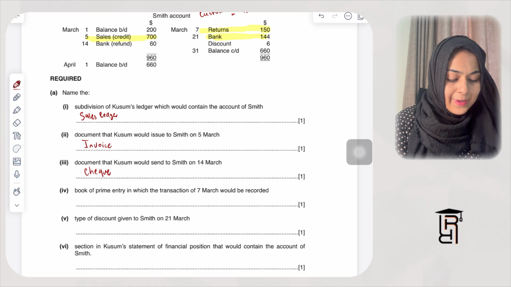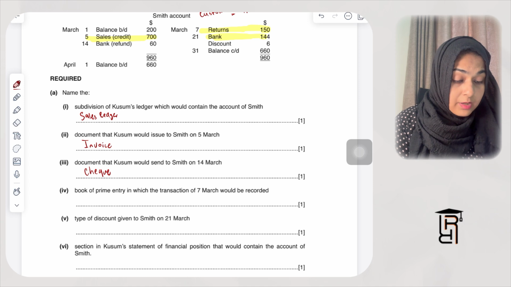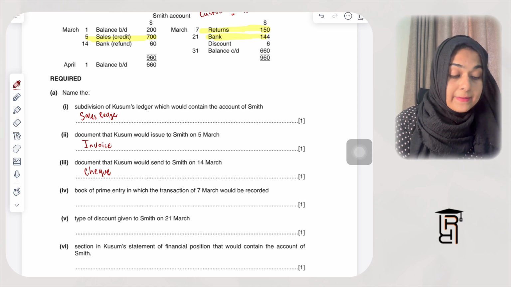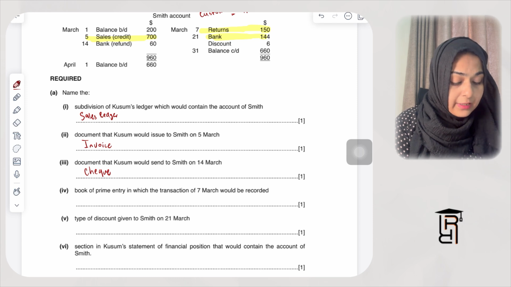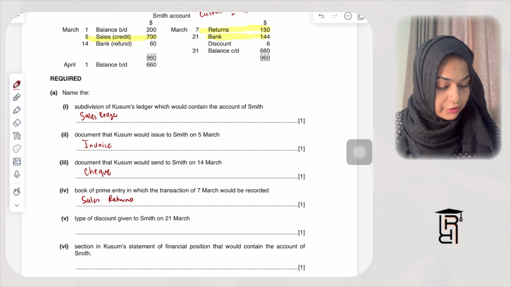Then they're saying book of prime entry in which the transaction of 7th March would be recorded. 7th March is when Smith is returning goods to Kusum. So this is sales returns. On March 7th, this will be recorded in the sales returns journal. So I'm going to write here: sales returns journal.